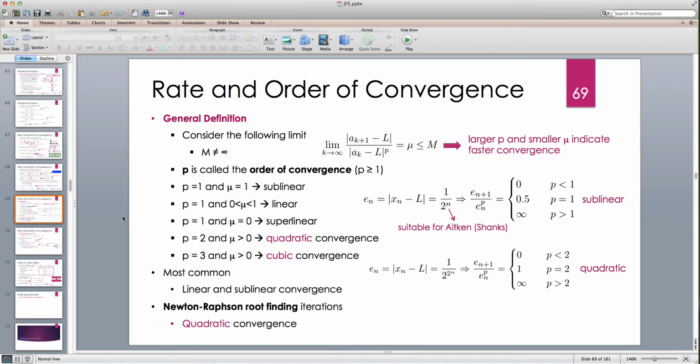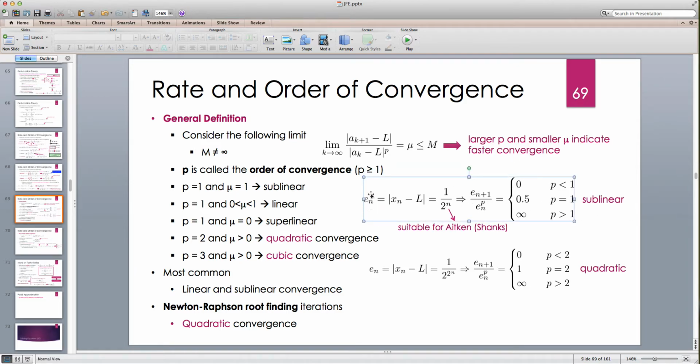For example, bisection and other methods like trisection, or even the secant method: bisection and trisection have linear or sublinear convergence. Secant is superlinear but not quadratic. So when you write this limit for secant, p ends up being something like 1.2, 1.5, something like that. It's not exactly 2.